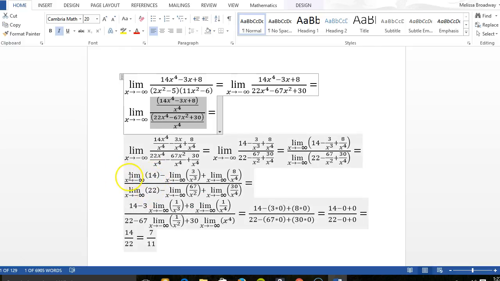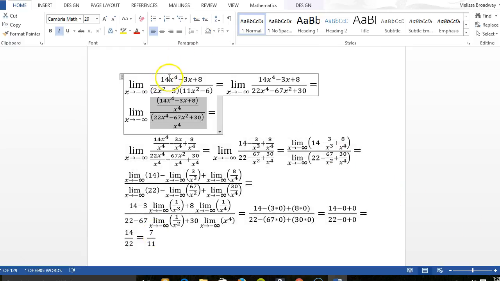You could yank out the 14 and say 14 times limit x goes to negative infinity of the number 1, but that would be kind of silly. That's okay if you want to do that just for completion. But anyway, I get all this, and then I get 14 minus 3 times 0 plus 8 times 0, PEMDAS style. And then down here, I get this. But note all these other terms, the 14 and 22 are not going to vanish, but the other terms will. And so you're just left with 14 over 22, but don't forget to reduce the fraction. That's 7/11.